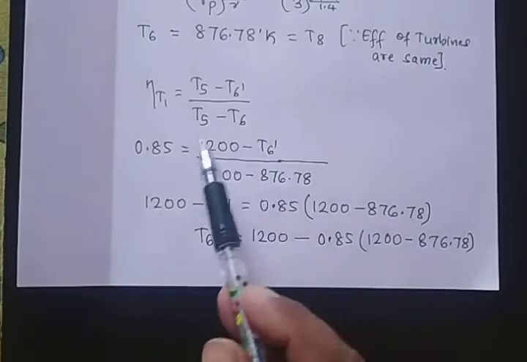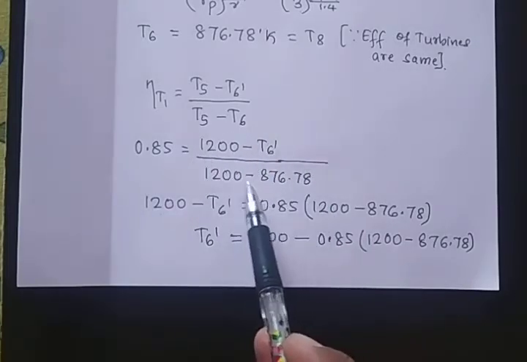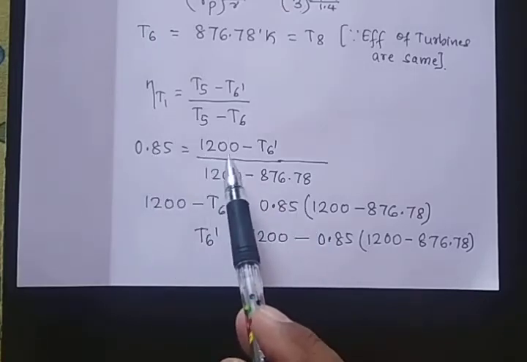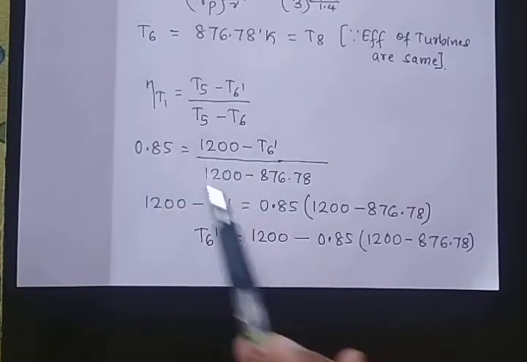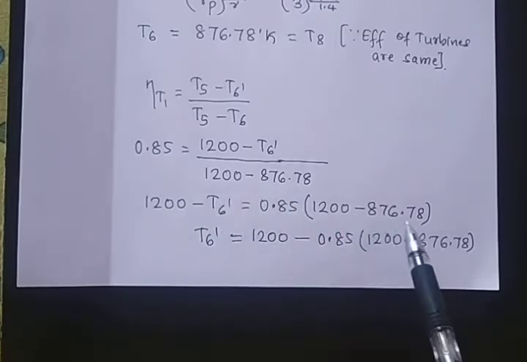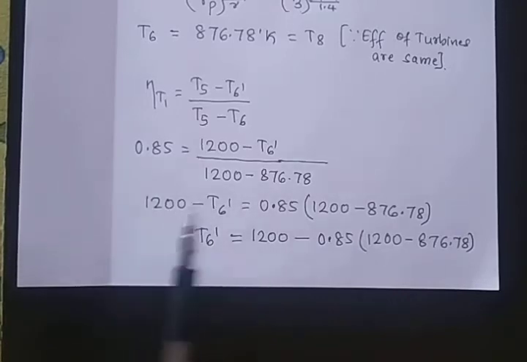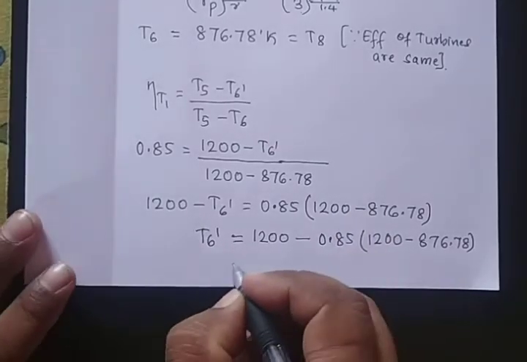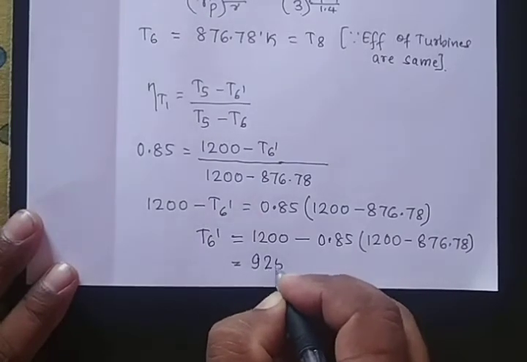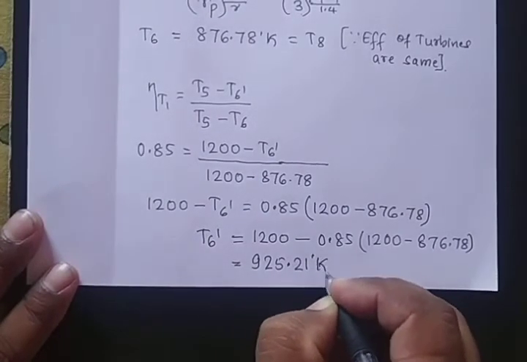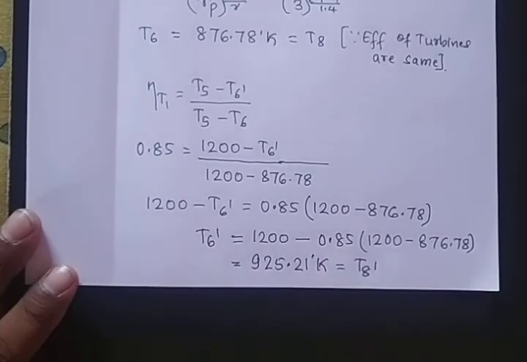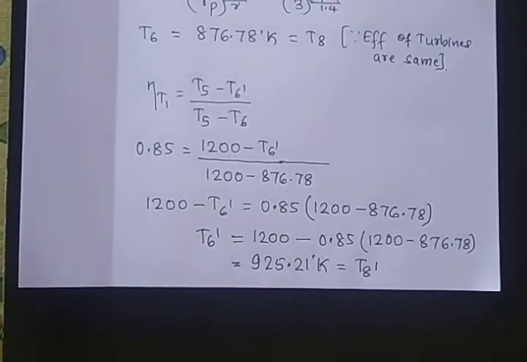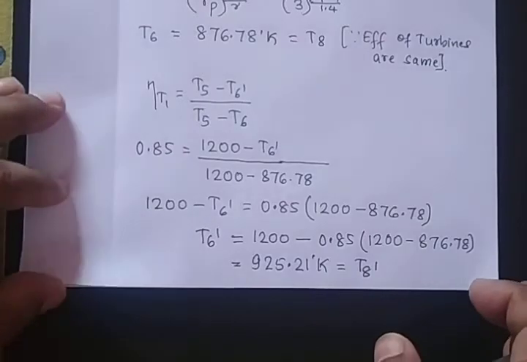So I have solved this denominator term, that is I have multiplied the denominator with 0.85, that is 1200 minus T6 dash will be equal to 0.85 into bracket 1200 minus 876.78, and then I want T6 dash, so T6 dash will be equal to 1200 minus this term on the right hand side. I have taken it, so you will get the value of T6 dash as 925.21 degrees Kelvin. So this is same as T8 dash, that is T6 dash is same as T8 dash.